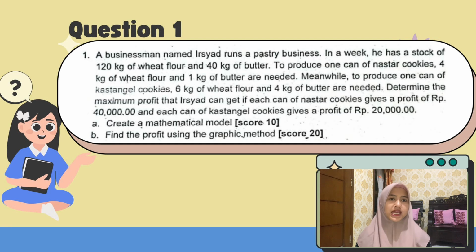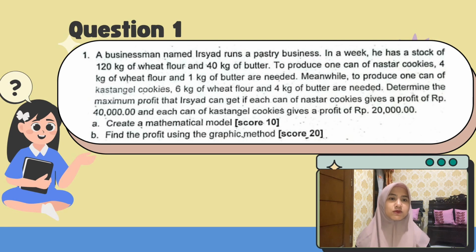A businessman named Irshad runs a pastry business. In a week, he has a stock of 120 kg of wheat flour and 40 kg of butter. To produce 1 can of nastar cookies, 4 kg of wheat flour and 1 kg of butter are needed. Meanwhile, to produce 1 can of castengel cookies, 6 kg of wheat flour and 4 kg of butter are needed.